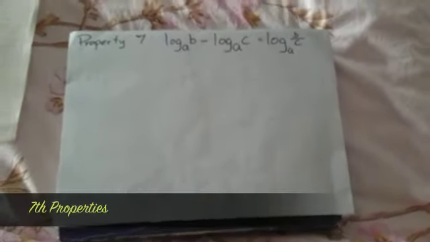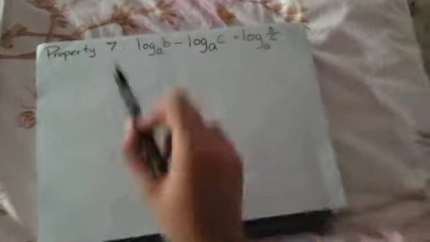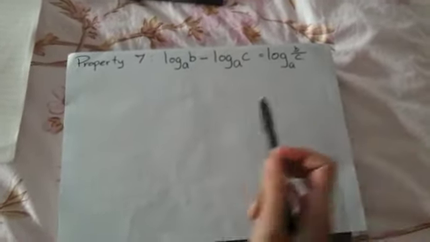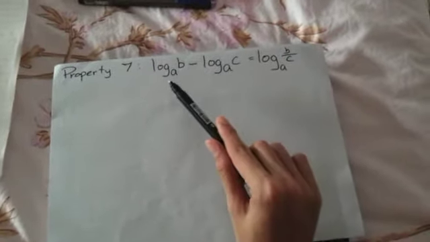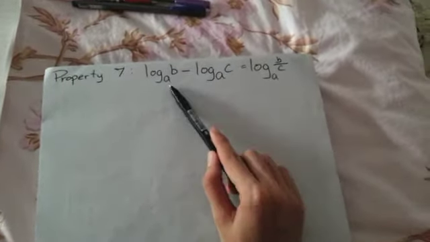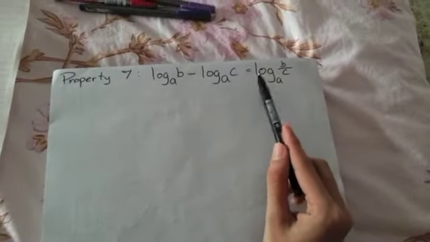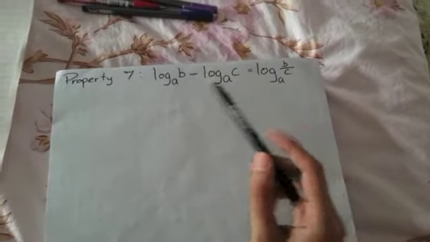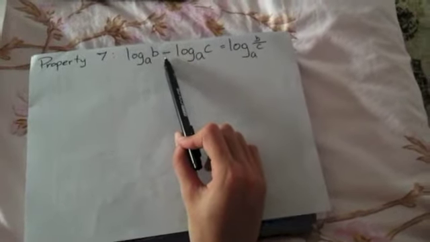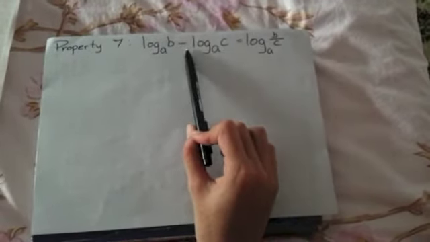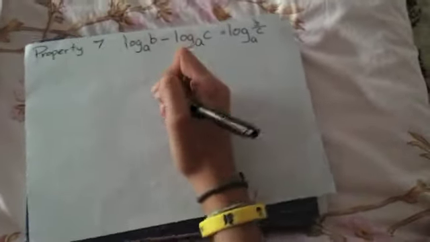Let's start off with property 7. This is the formula for property 7, which is log b in base a minus log c in base a. It's gonna be log b divided by c in base a. This is because, as you may learn, if there's a minus sign, it means it's gonna be divided. So b divided by c. That's it. So let's give an example.